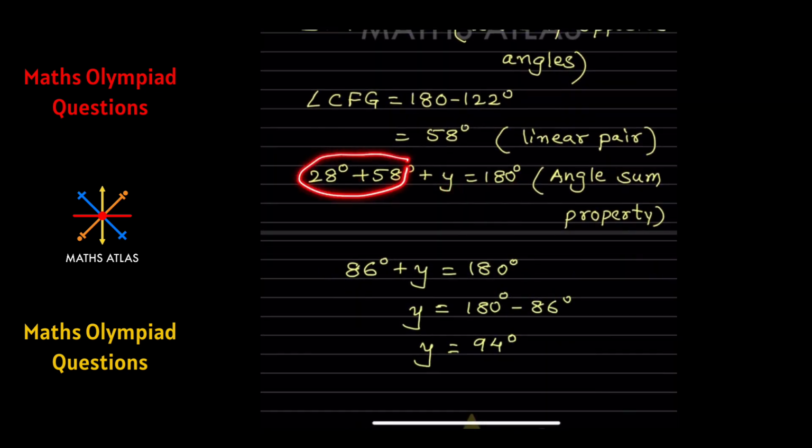So now look here. This will be 86, plus y, equals 180. So y is going to be 180 minus 86, because if you take this across, plus becomes minus. So y is 94. In this way, we have completed the question.